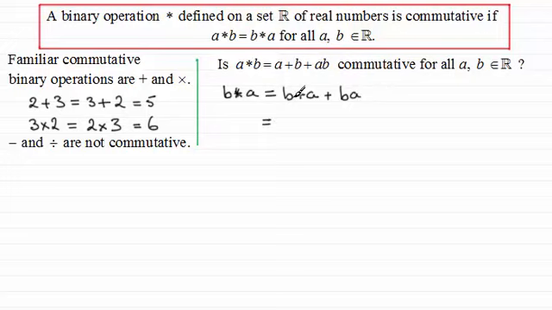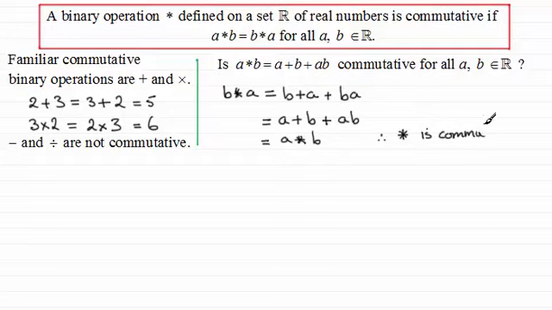And we know that addition is commutative, so this is exactly the same as A plus B. And we know that multiplication is commutative, so that's exactly the same as AB. And what we've got here is this result, so it's equal to A star B. So therefore, that operation, star, is commutative. Okay? So that's a typical kind of example you might be asked, and that's how we would go about proving it.